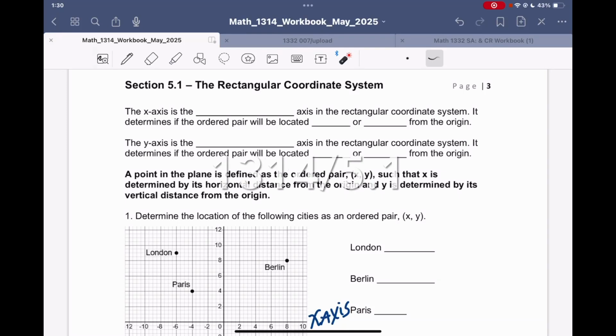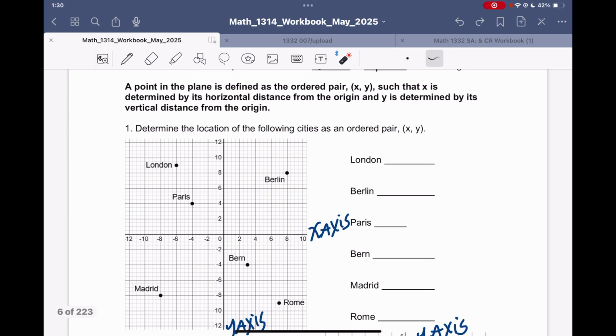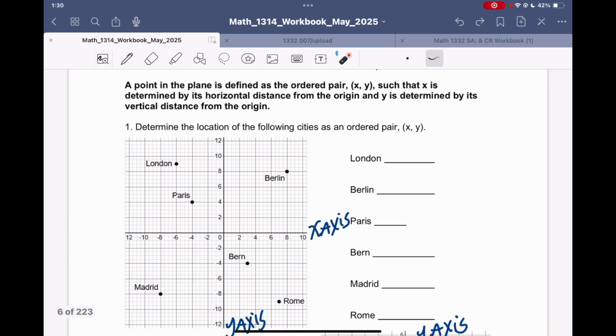The x-axis is the horizontal axis of the rectangular coordinate system. It determines whether the ordered pair is located to the left or right of the origin. The y-axis is the vertical axis of the rectangular coordinate system. It determines whether the ordered pair is located down or up from the origin. Right here is the x-axis, and here's the y-axis.